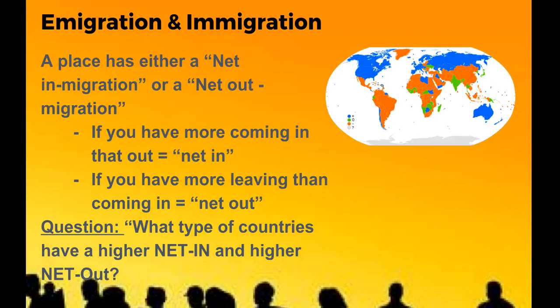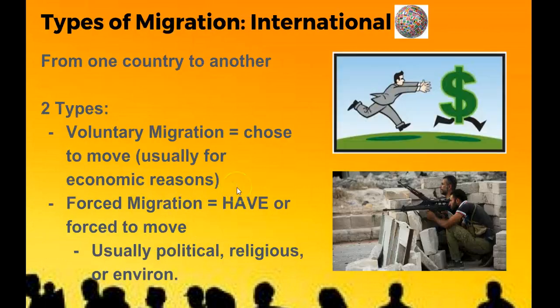Keep in mind when a place has more people coming in than out, it's going to be a net in-migration. Notice the more developed parts of the world are going to have a net in, and then a net out-migration is going to be more of those stage two or less developed countries in the world. People are usually leaving and having a net out to go search for jobs elsewhere.